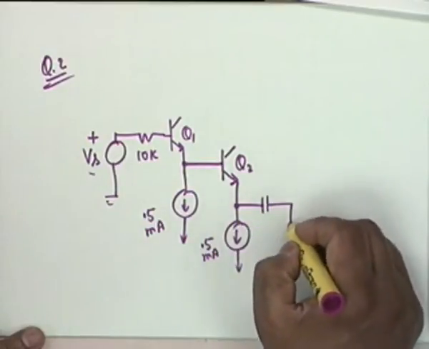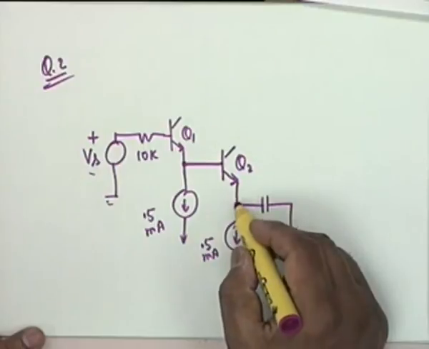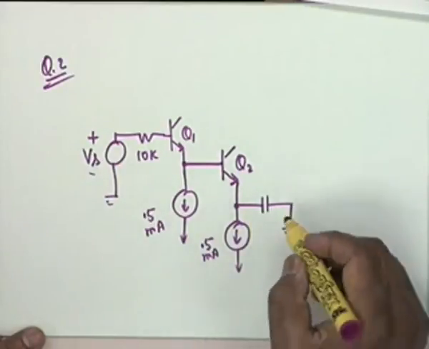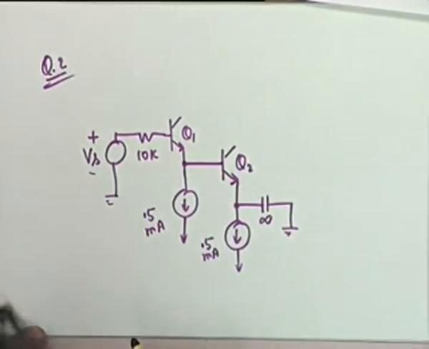And then you have, in order that this is not floating, you apply a capacitance, a short circuit, a bypass capacitance.